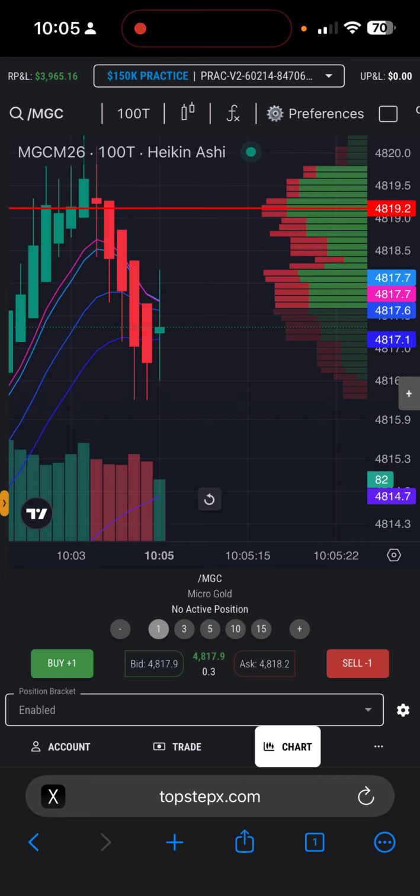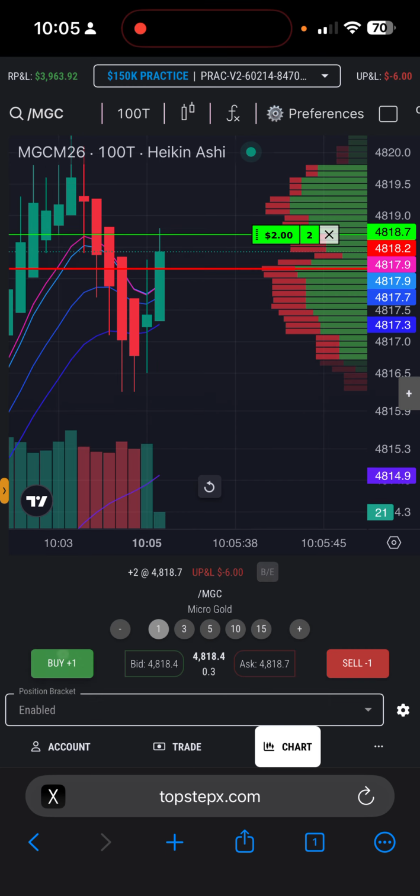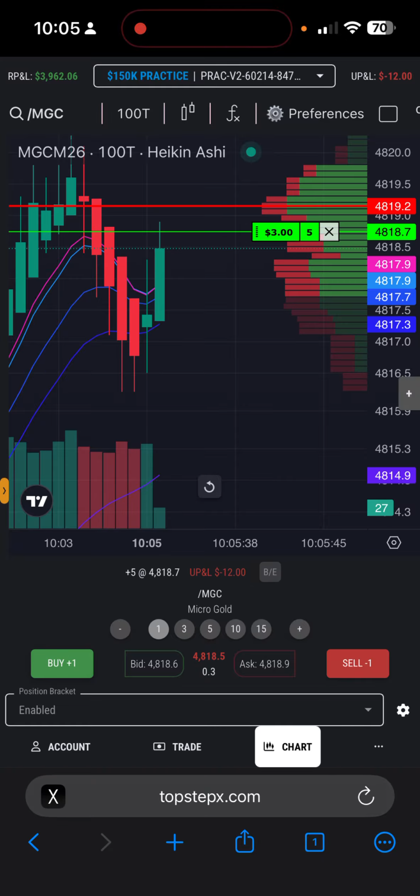Okay, so this looks like a reversal. Let's wait till the candle closes, because we don't know. We need to wait for a candle close. We don't want to take it without it closing. Here we go. Order filled. All right, order filled.